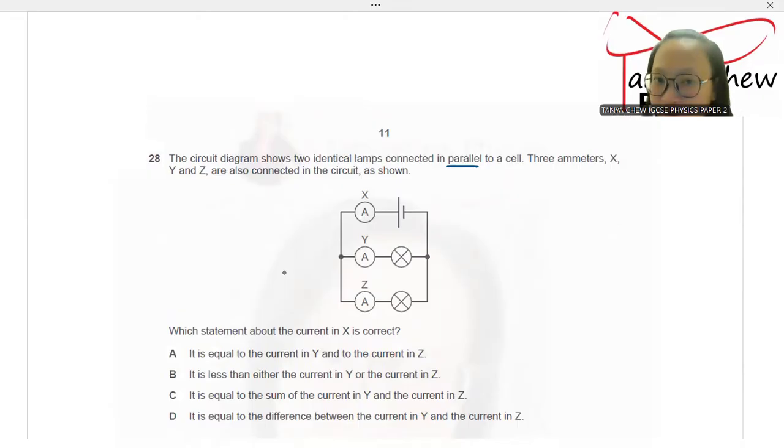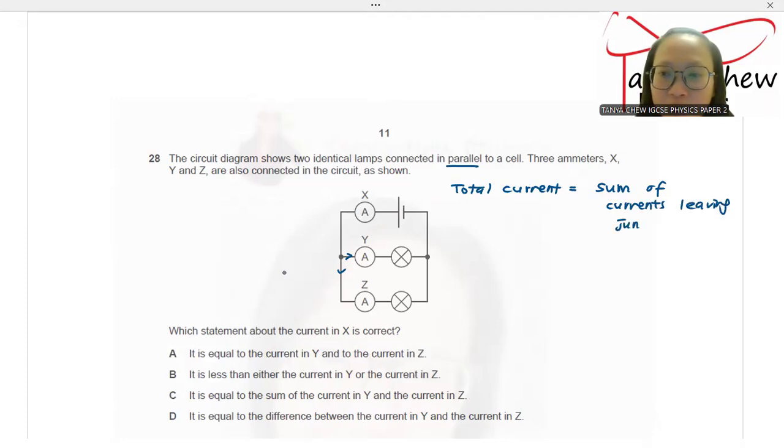Now, in a parallel circuit, the total current is equal to the sum of the current leaving the junction, right? What is a junction? Junction is the point where the current splits. The total current is X, the sum of the current Y plus Z.